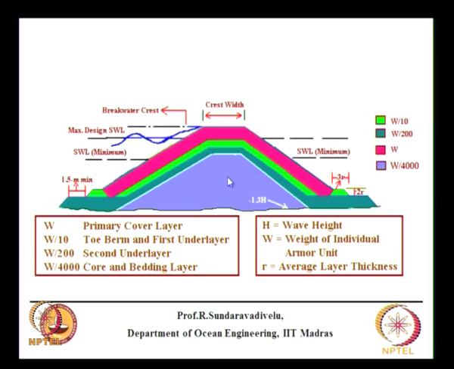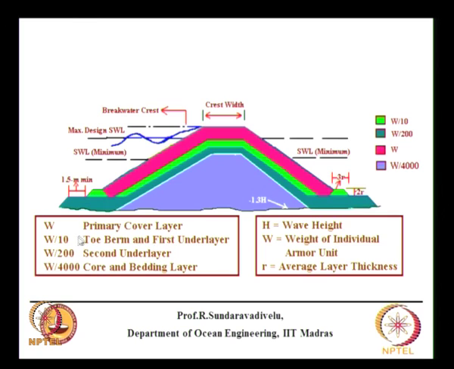So now we will see the first layer, that is the armour layer. Armour layer is given here as W. This W is calculated from Hudson's formula. Then we have this underlayer, that is W by 10, underlayer 1. Then we have this layer, this is W by 200. Then we have this layer, that is given by W by 4000.